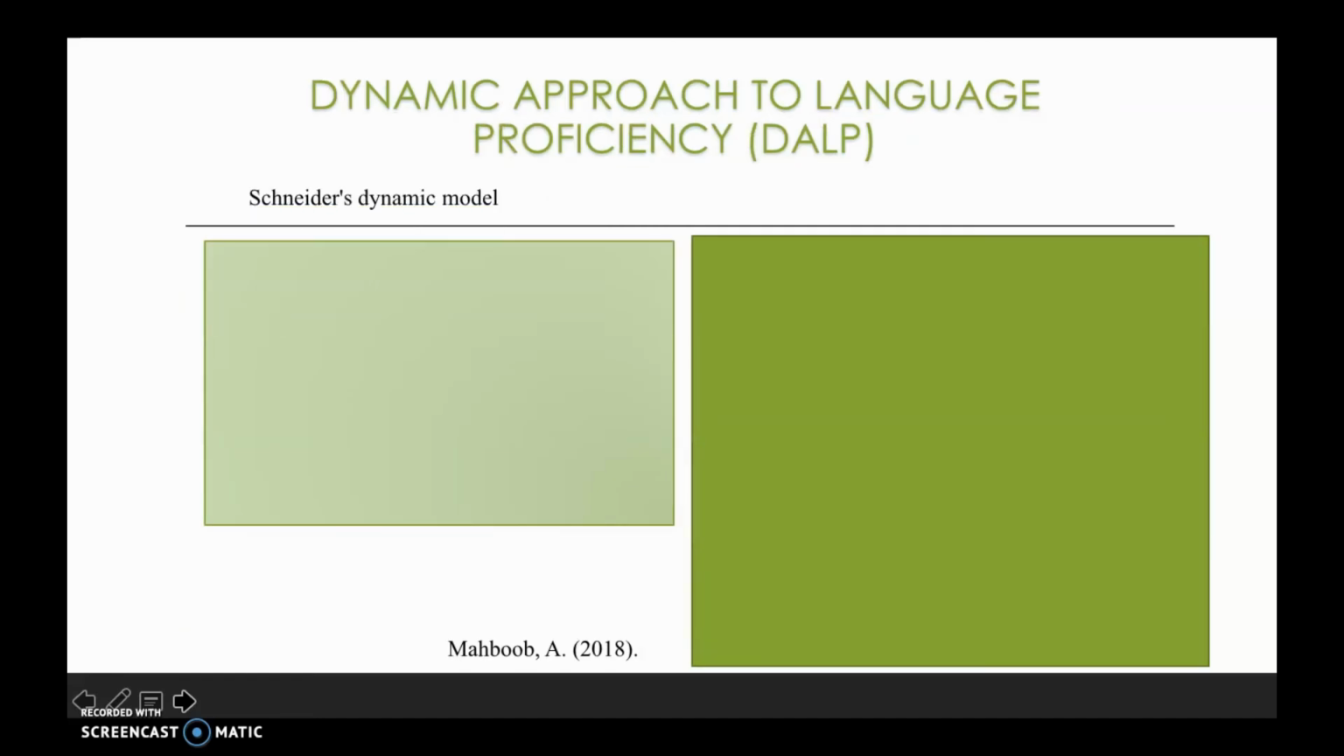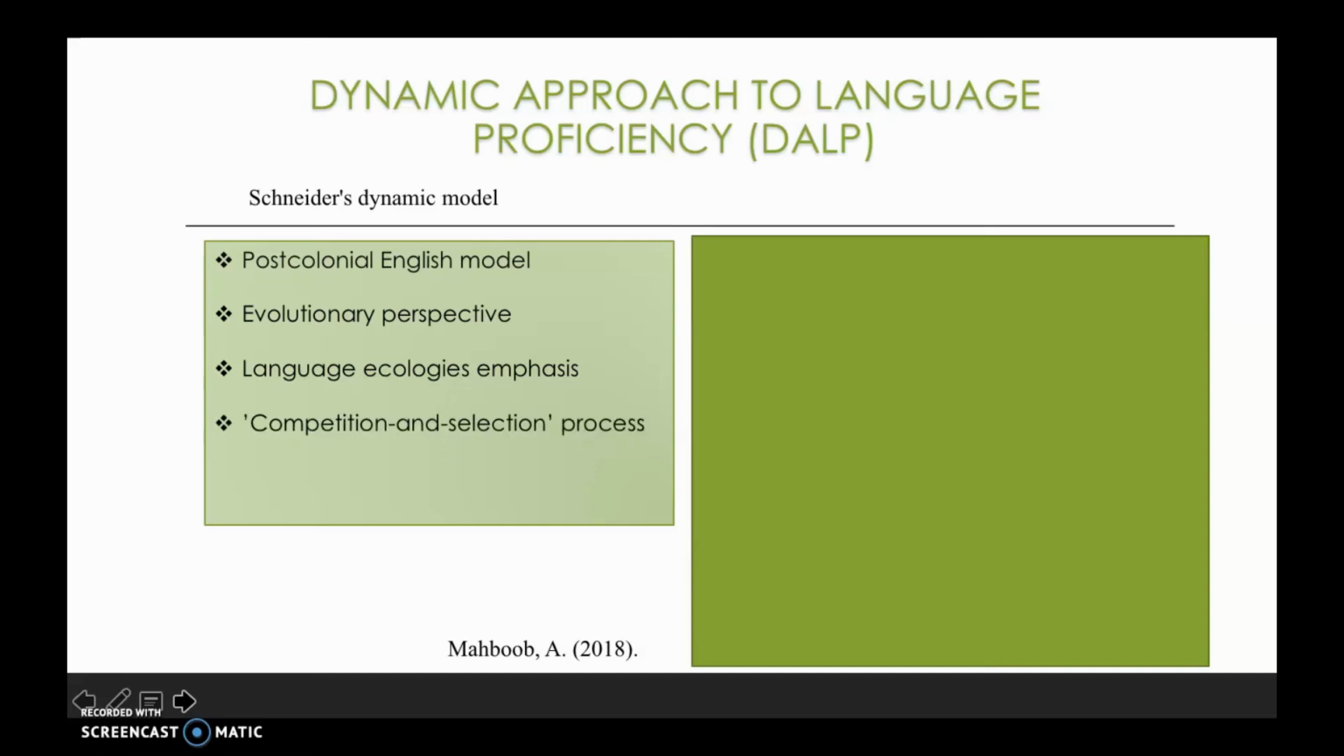Dynamic approach to language proficiency, DALP, by Schneider. So let's continue talking about this. Mahboob explains that Edgar Schneider's dynamic model of the post-colonial Englishes adopts an evolutionary perspective emphasizing language ecologies, and it shows how language evolves as a process of competition and selection, and how certain linguistic features emerge. This dynamic model illustrates how the histories and ecologies will determine language structures in the different varieties of English, and how linguistic and social identities are maintained.